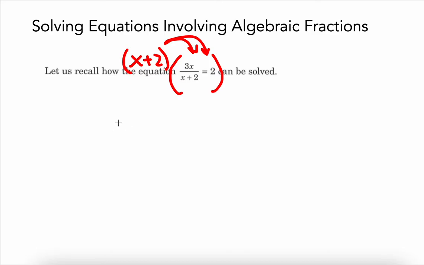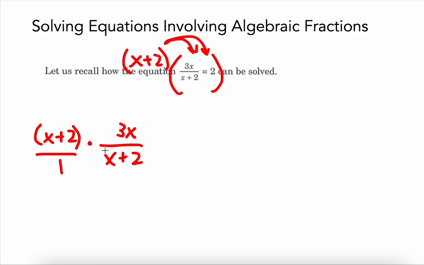I would end up with still 3x over x plus 2, but now it's being multiplied by x plus 2, and it will help to put that over 1 so that we know it's actually on the top here. That's what happens when we multiply x plus 2 times the term on the left-hand side of the equal sign. We also have to multiply it by the 2 on the right-hand side. Keep it in parentheses so that each term gets multiplied later. So far, that's what we got when we multiply the entire equation by x plus 2.